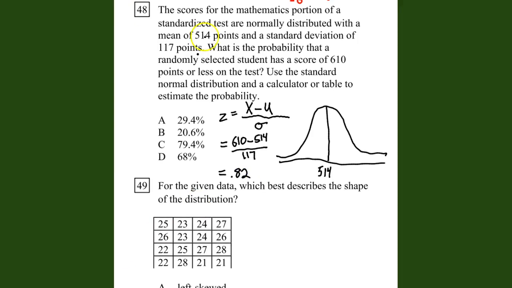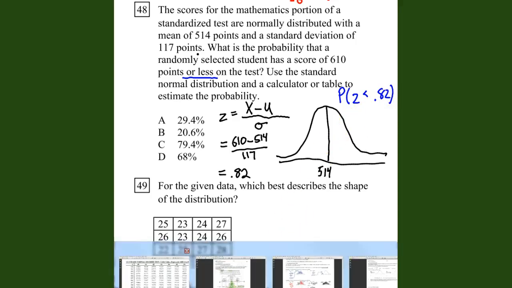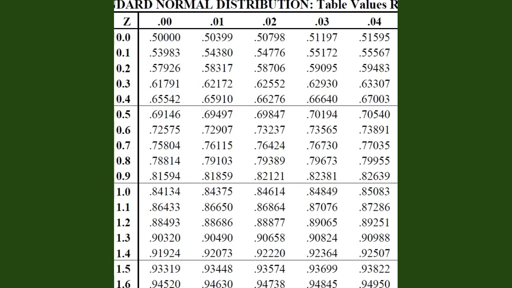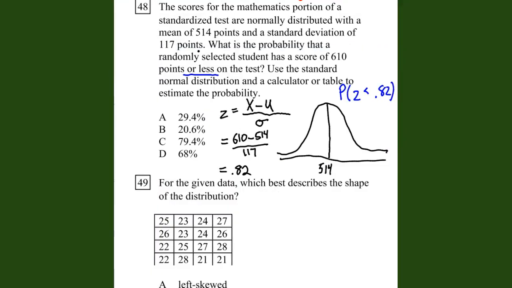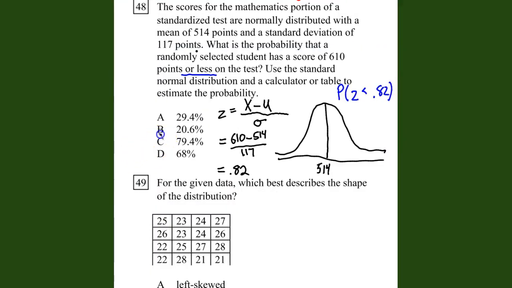So we're looking for all the values, probability of z being, I think it says, less on the test. So less than 0.82. So you technically need a table for this or a graphing calculator. So if we look this up and find 0.82, here's 0.8, 0.82 would be 0.793 or 0.794 if you round it. So that would give us an answer of 79.4%.